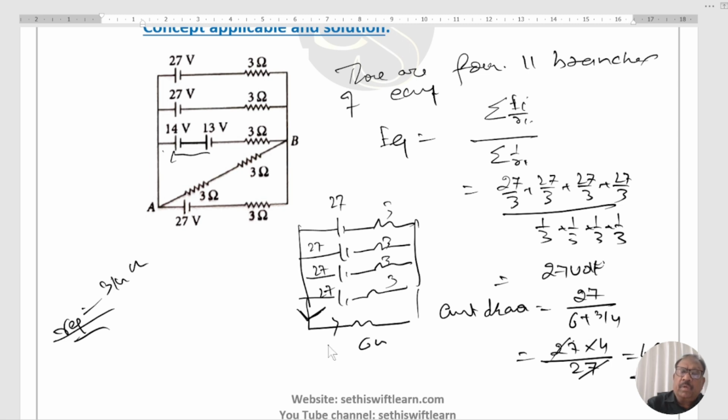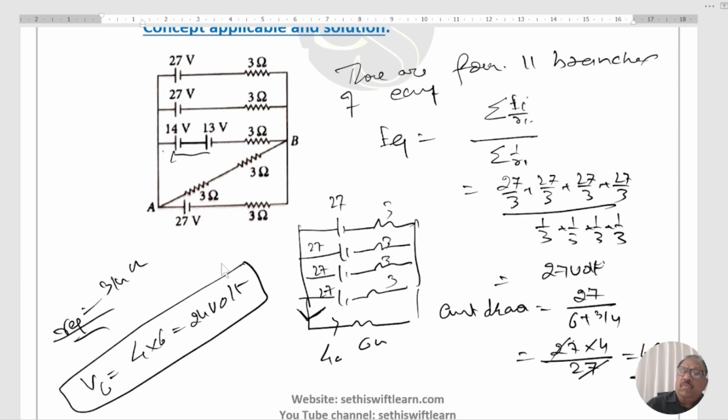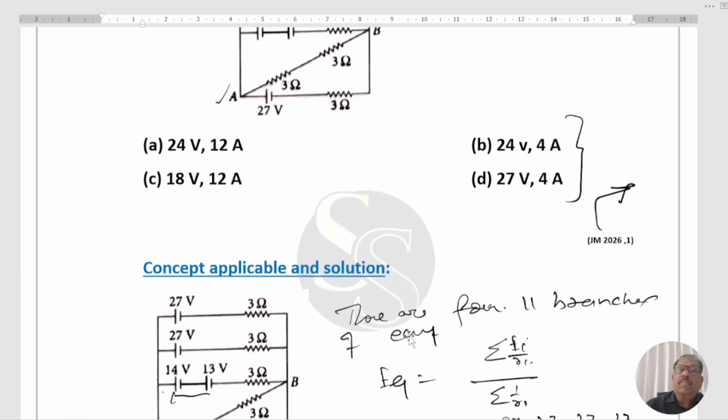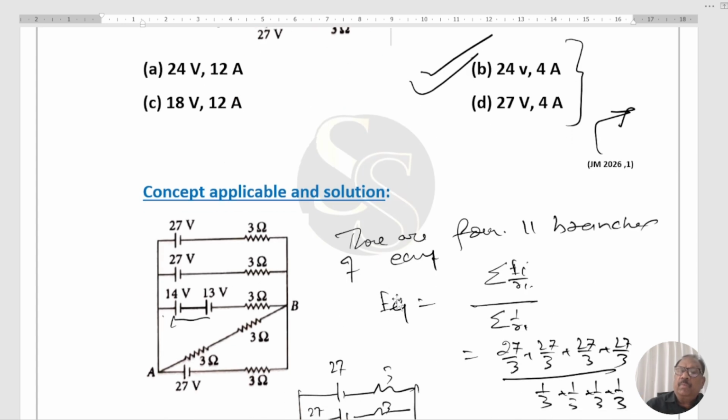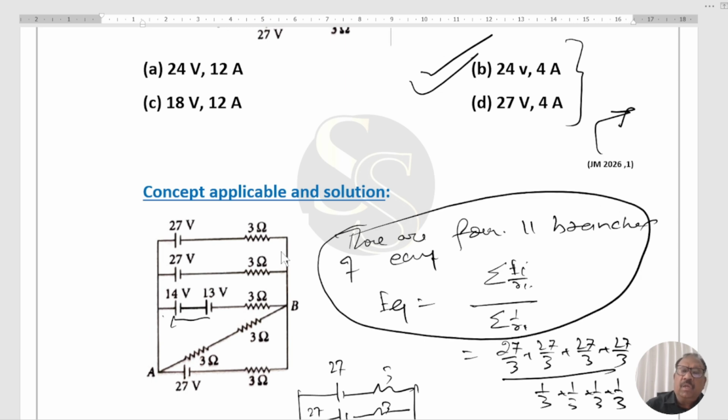Across this, 4 ampere current will flow. So what will be V across the 6 ohm? According to Ohm's law, 4 into 6, that is 24 volt. According to the question, we have to find the voltage and the current: 24 volt and 4 ampere. B is the correct answer. Current and voltage across this will be this one. This formula is important when EMF and internal resistance are different. We can find the equivalent, right?